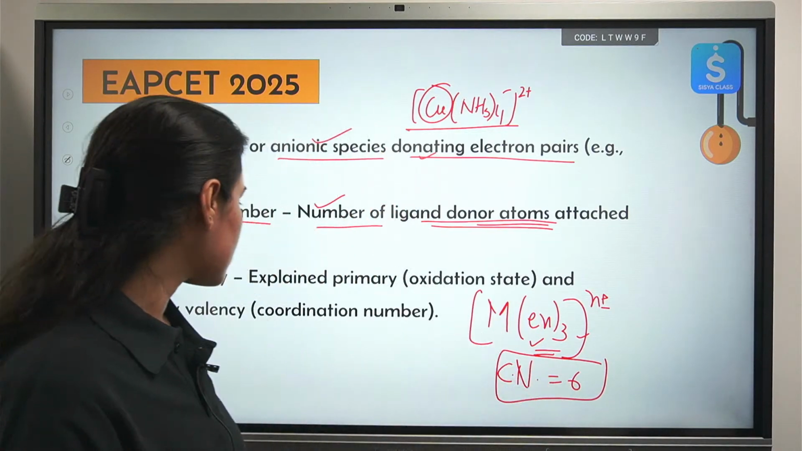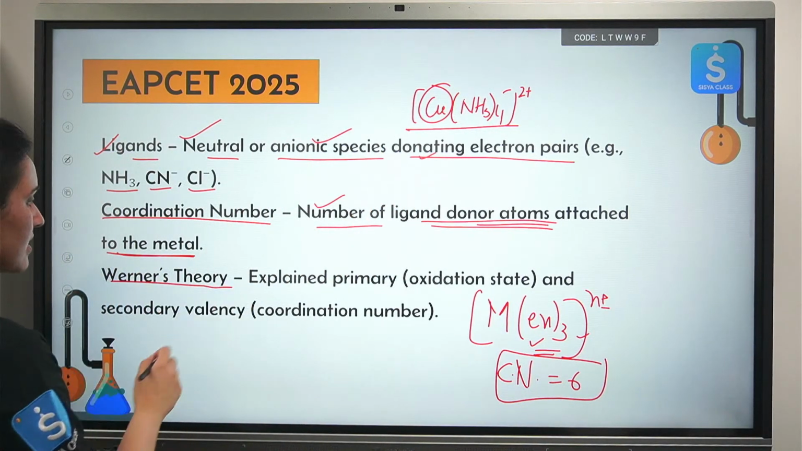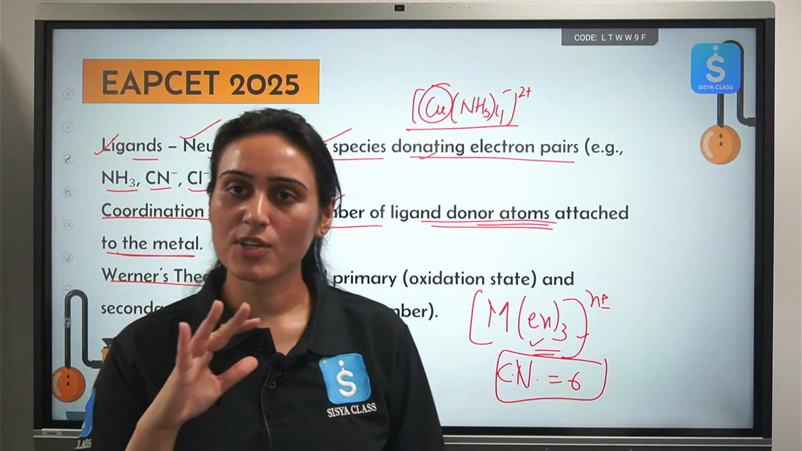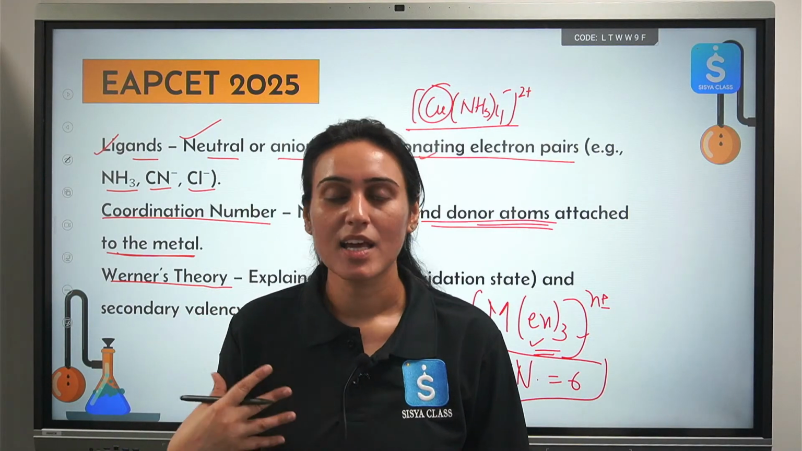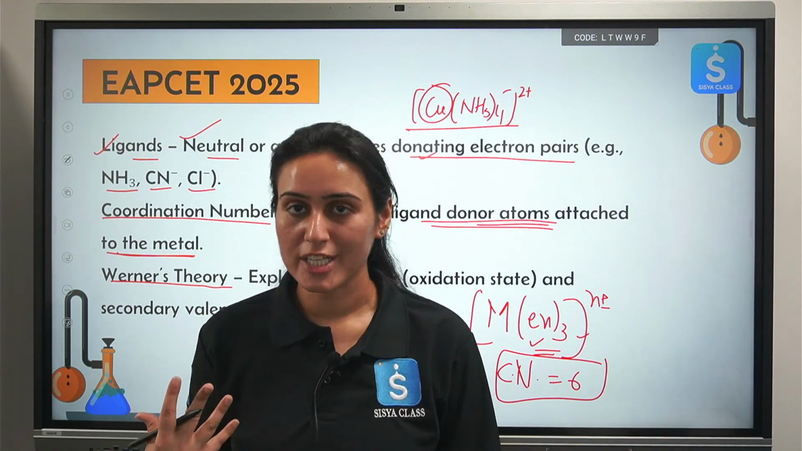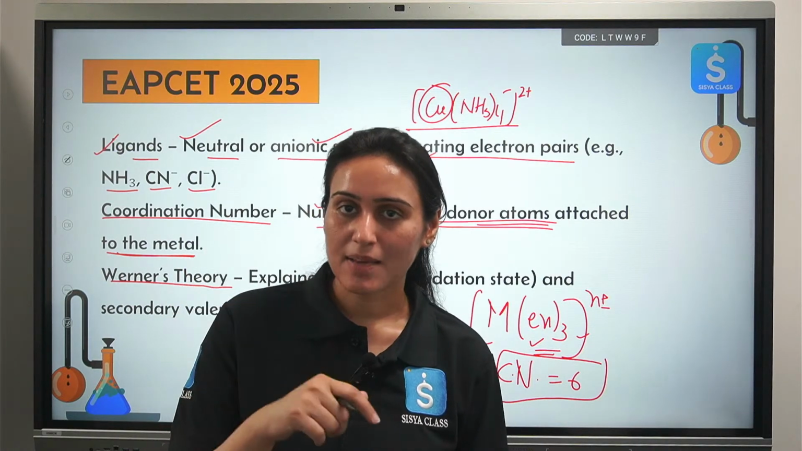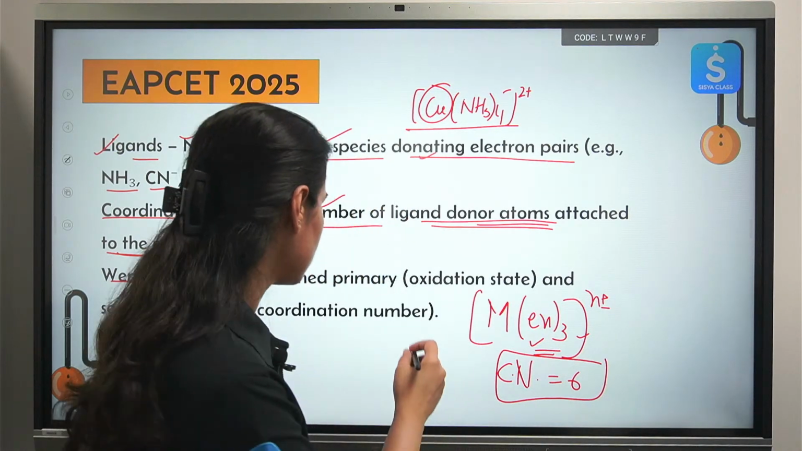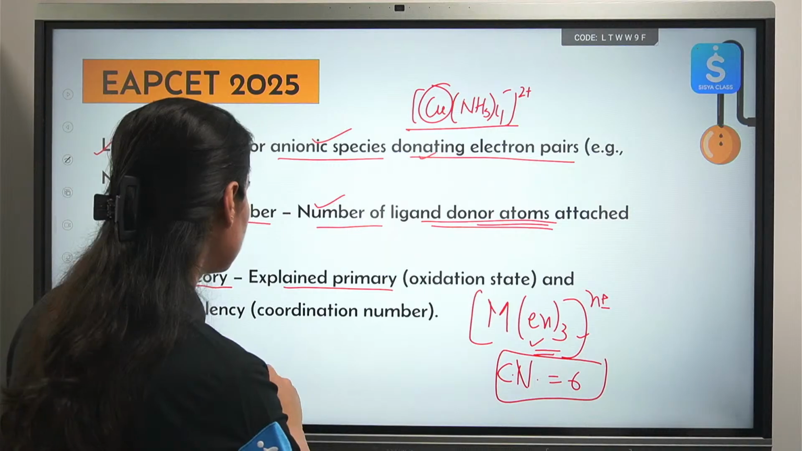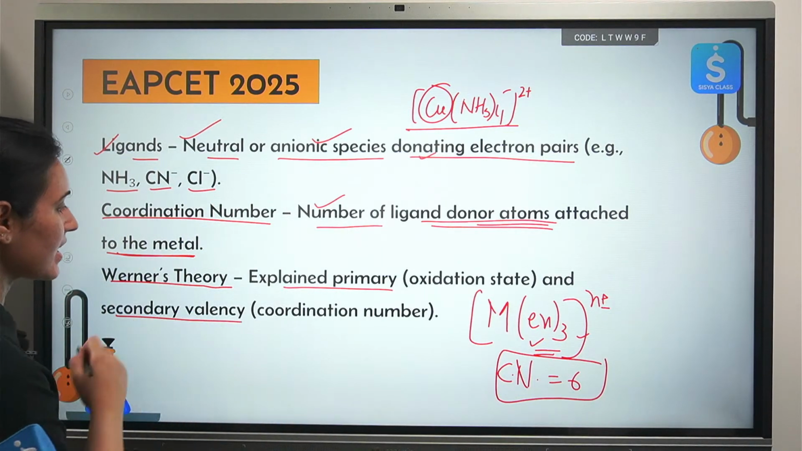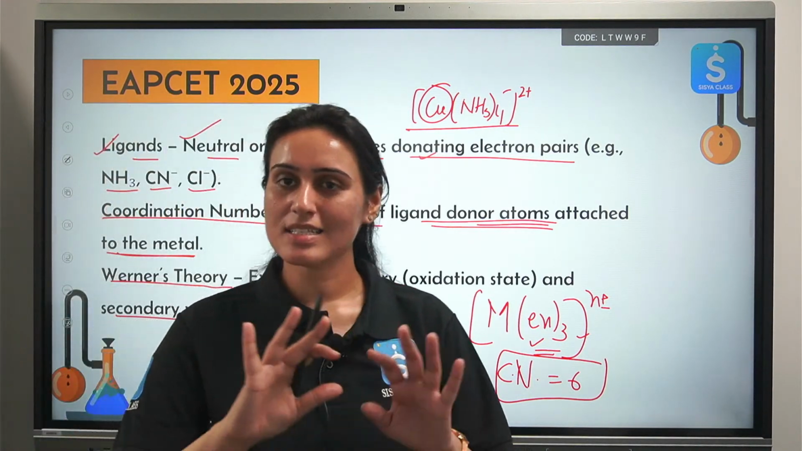Next, this was the first theory. Werner's theory was the first theory that tried to explain what type of bonding exists in your coordination compound. So, Werner's theory gave you 2 postulates: primary valency and your secondary valency. What is your primary valency in simpler terms?